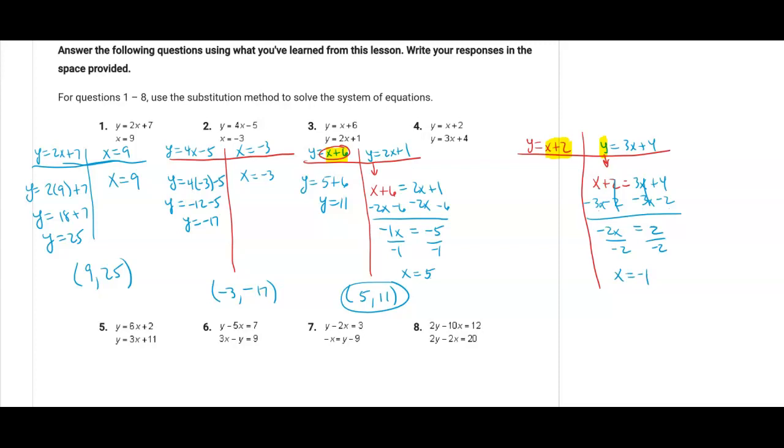Once I have my x value, I come over here, I plug that value in. Replace x with its value, negative 1 plus 2. So y is equal to negative 1 plus 2 is 1. Therefore, my ordered pair solution is negative 1, 1. Okay.